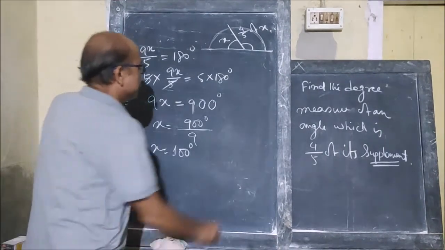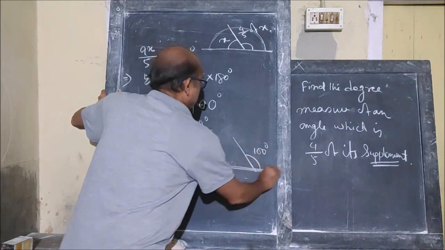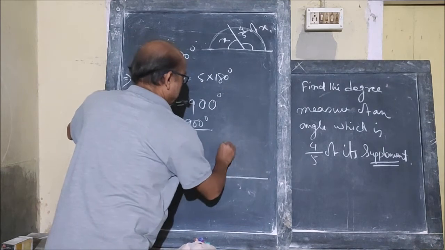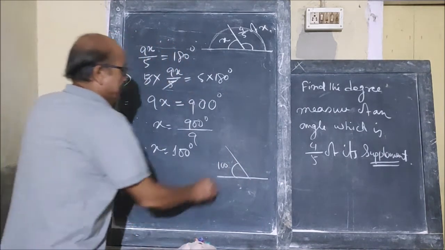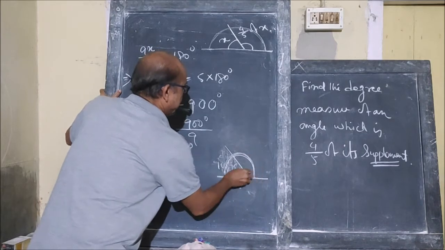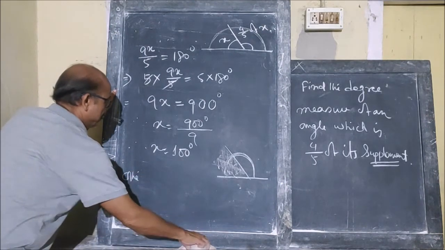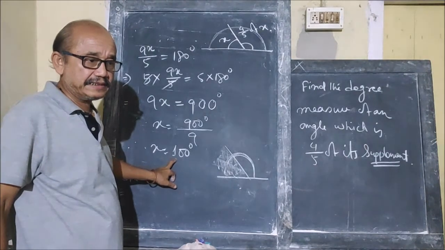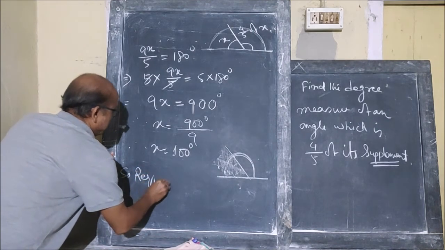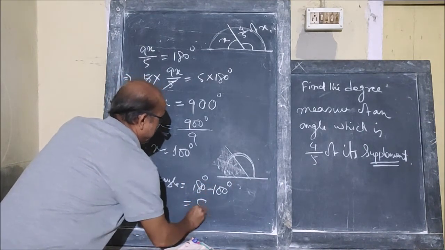Now you see here, X equal to 100. Then the other side is 180 minus 100. So the other angle, given that the supplement is 100, the required angle equals 180 minus 100 degree, which is 80 degree.